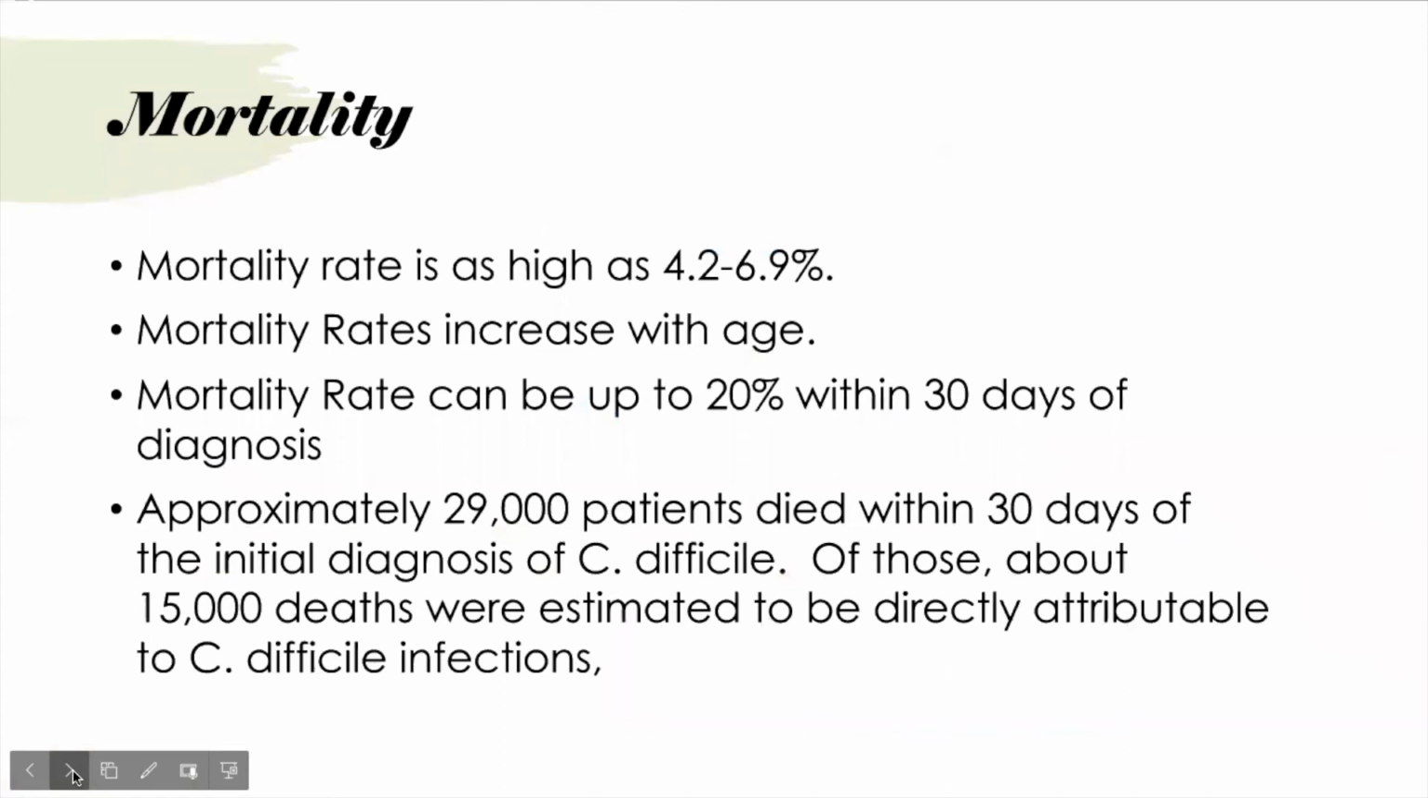The mortality rate of C. diff can reach as high as 4.2 to 6.9%. However, mortality rates increase with age, reaching as high as 20% within 30 days of the initial diagnosis. A study found that approximately 29,000 patients died within 30 days of their initial diagnosis, but only 15,000 of those deaths were found to be directly attributable to C. difficile.